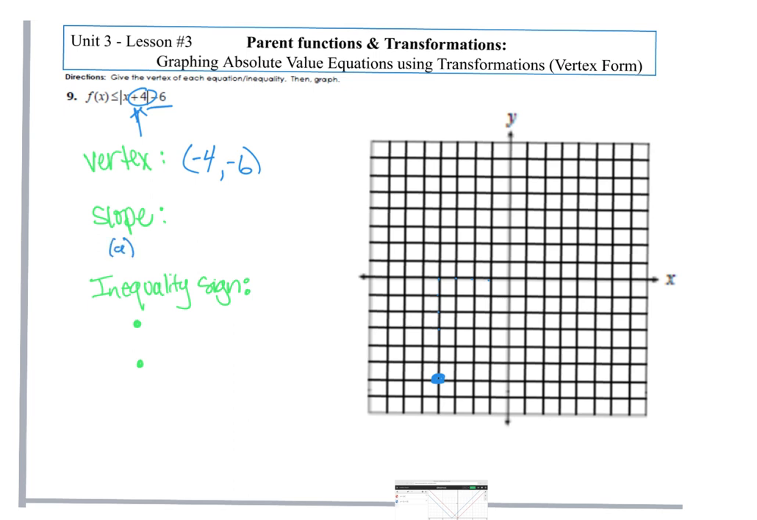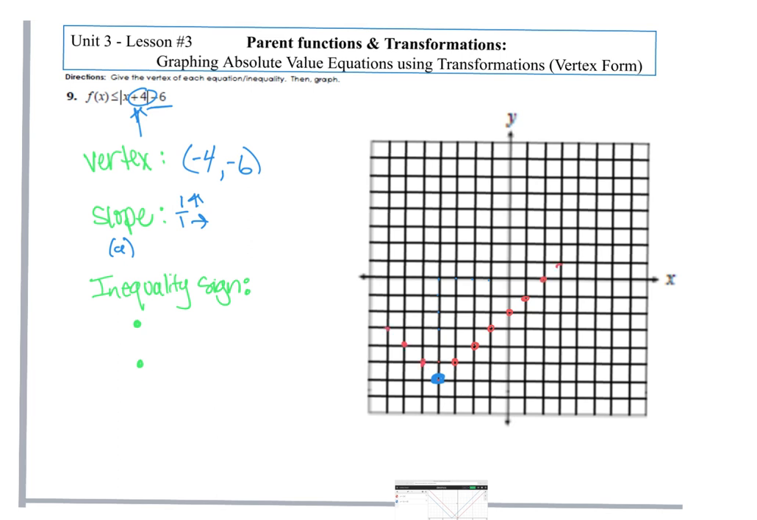Our slope is still like the a value. It is what is being multiplied to the left just in front of the bars. And I don't have a number there. So that tells me it is 1, and we're going to put it over 1. So up 1, right 1 of our vertex. So we're going to start this blue dot, go up 1, right 1, up 1, right 1, on either side.